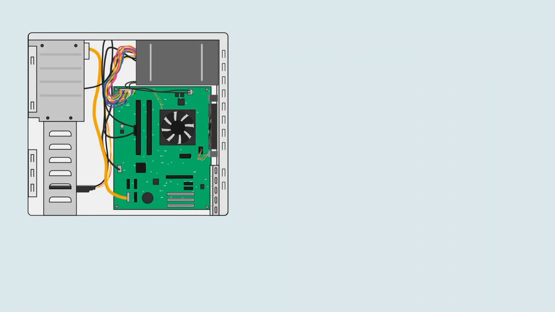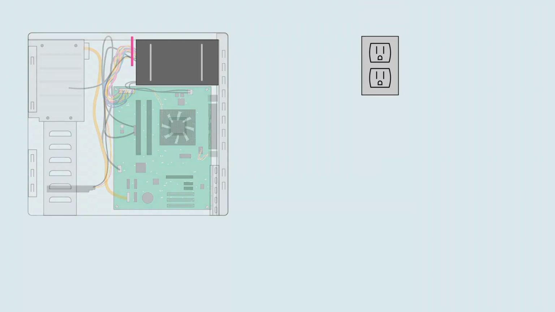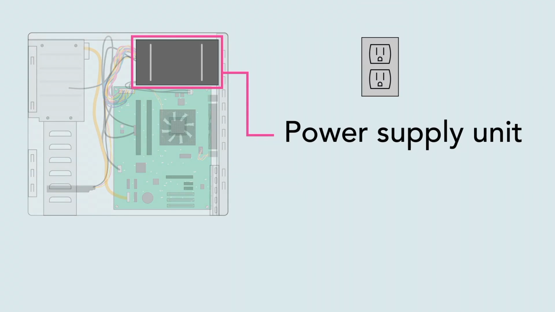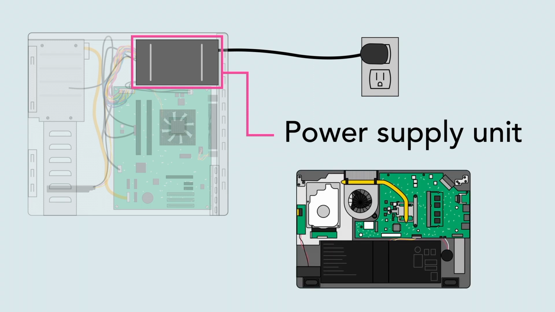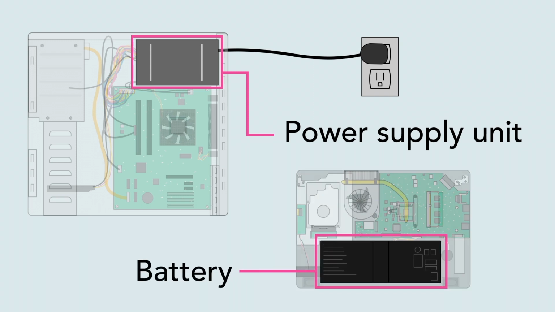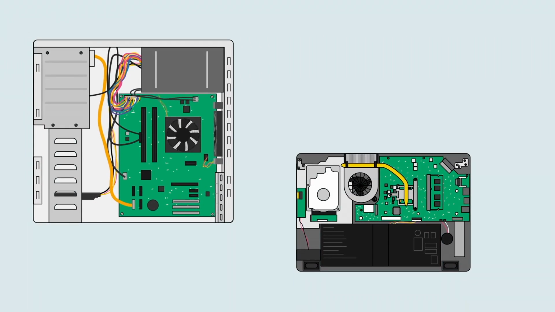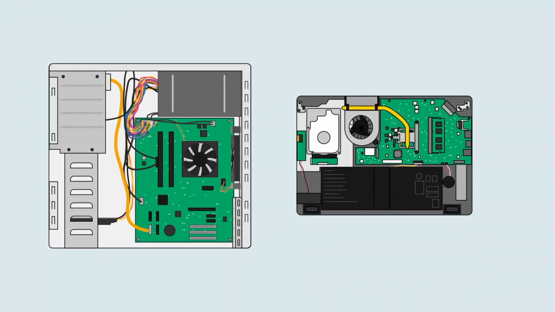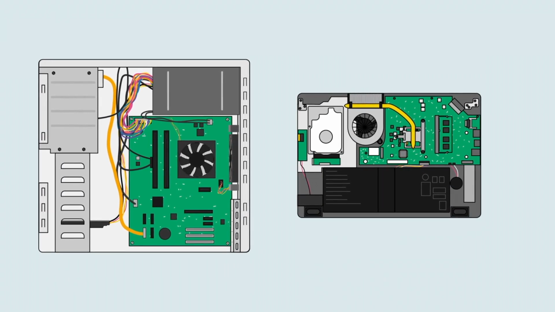Of course, the computer's components need electricity to run. The power supply unit is designed to take power from the wall outlet and send it to all of the different components that need power. Laptops also contain a built-in battery that lets you use them anywhere. A computer is a pretty complex machine, but now that you've seen what goes on inside, it should be a little less mysterious.